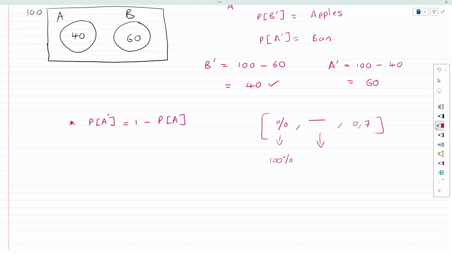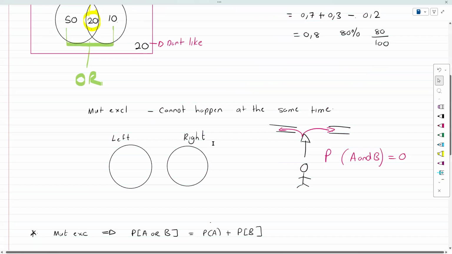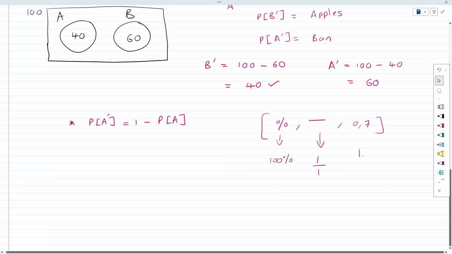A fraction 100% would be 1 over 1, and a decimal 100% would just be 1. So it takes some practice. It's not easy, but there are a lot of calculations that you and I can do. We can practice with a lot of work to try and get this done properly.